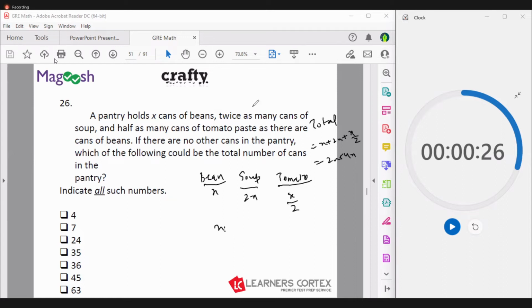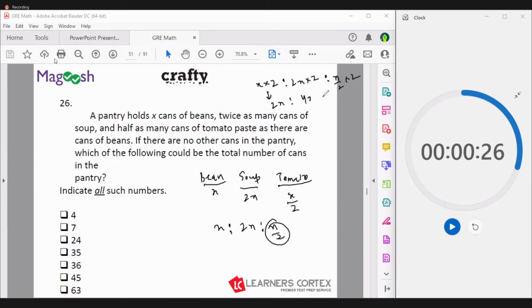Great. If we take out the ratio of X to 2X to X by 2, since this is a fractional value, dividing by 2, what we can do is multiply each term by 2 to make it a whole number. So this gives us 2X, or 2 basically, this gives us 4X, or 4 basically, and this gives us X. So the ratio would be 2:4:1.